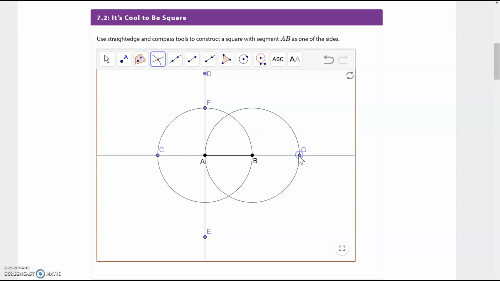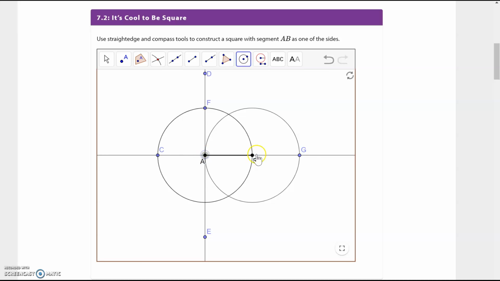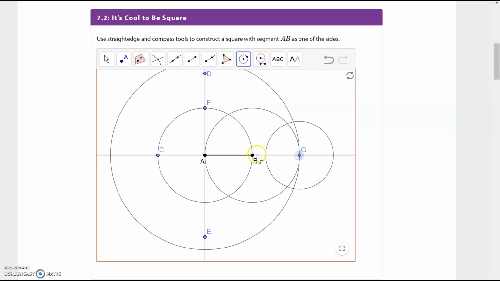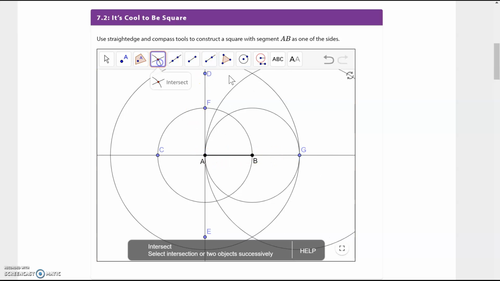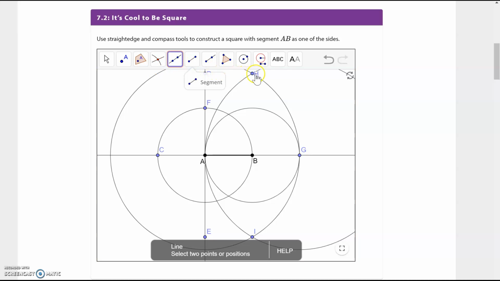over here. Now if I draw the perpendicular bisector of GA, then I know that I will have a 90-degree angle at B. So to do that, I'm going to draw a circle centered at A with radius AG, a circle centered at G with radius AG. Same thing, find these intersections and connect them with a line.